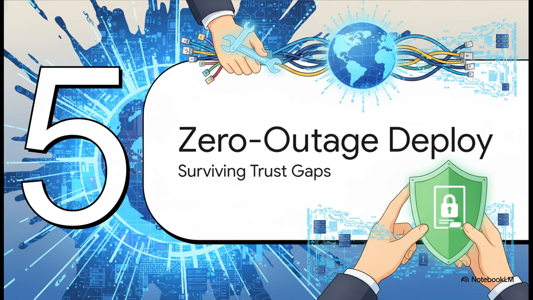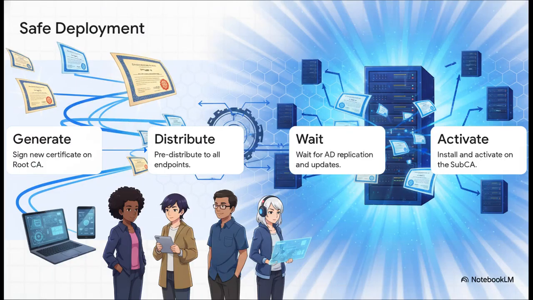This brings us to part 5, Zero Outage Enterprise Deployment, Surviving Trust Gaps and Database Locks. So look, if you just slap that new certificate on the sub-CA immediately, applications with strict validation policies are probably going to reject it. Why? Because they haven't learned to trust the new chain yet. We call this a trust gap.